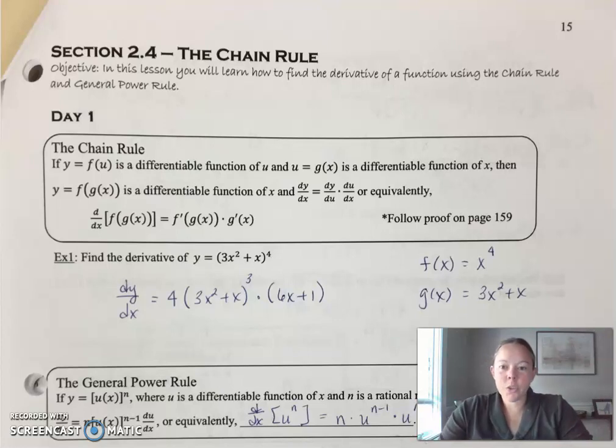Hello, this is section 2.4 for Calc AB, and today we're going to be discussing the chain rule. And this is actually a really big, helpful tool to find derivatives, but you're going to have to practice it and you have to be careful. And you'll see what I mean.